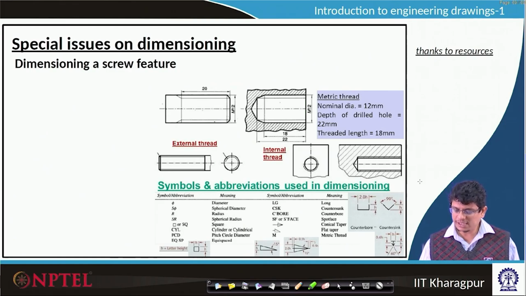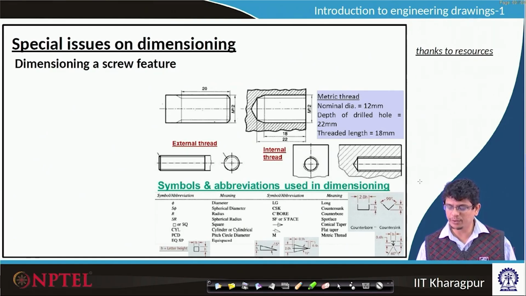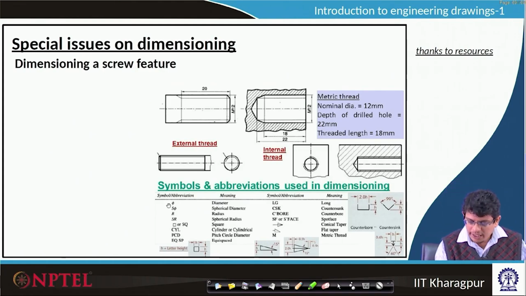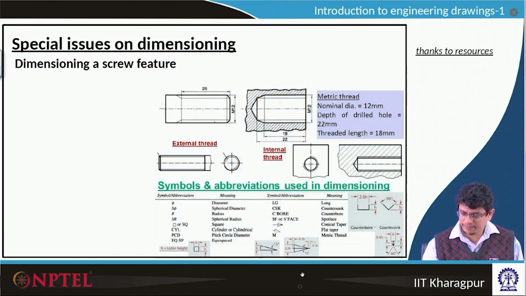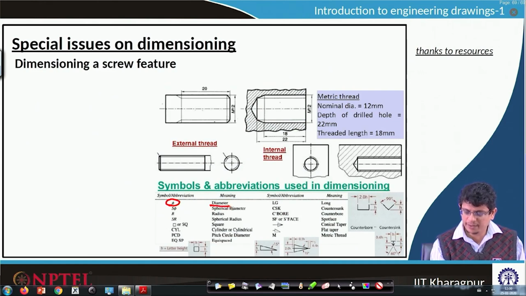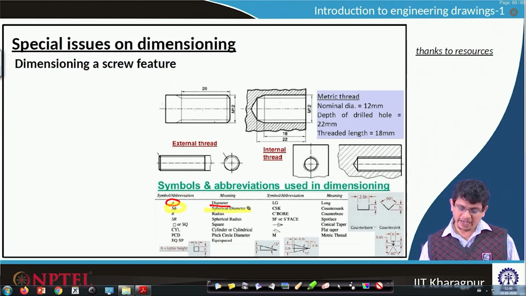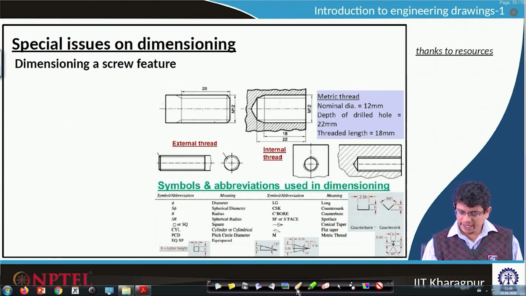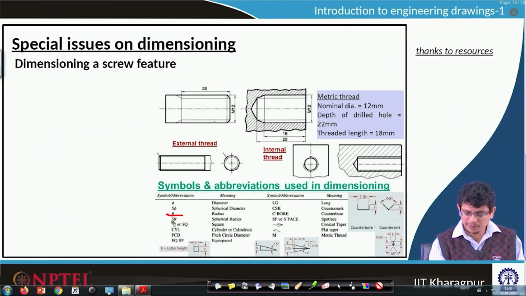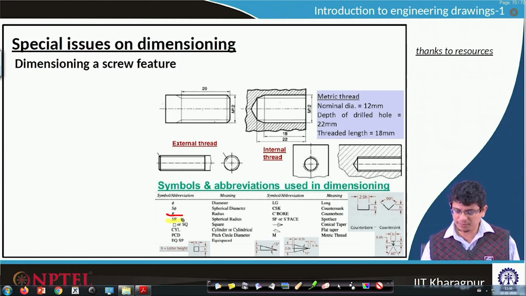Usually we go with symbols for any kind of dimensioning. By just looking at that symbol, we will be in a position to understand whether the drawing consists of diameter or spherical diameter, radius and so on. If we are using phi, it represents diameter. If it is something like S phi, it indicates spherical diameter. For radius, we go with R, and for spherical radius, we go with SR symbols.